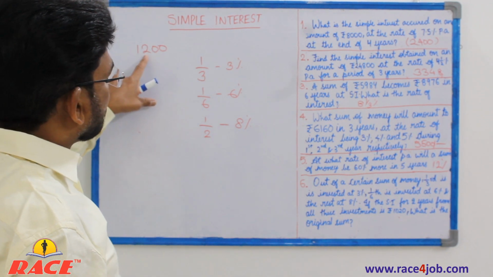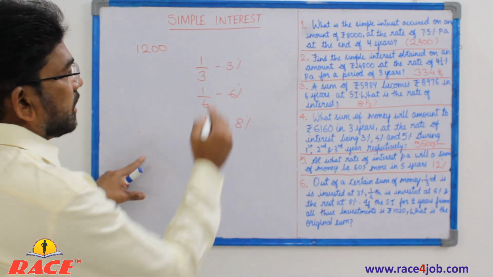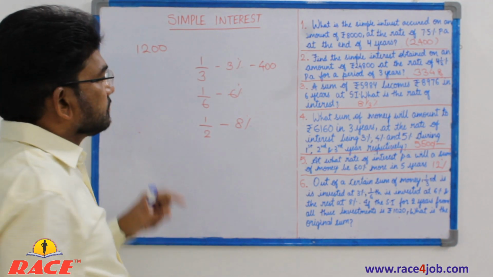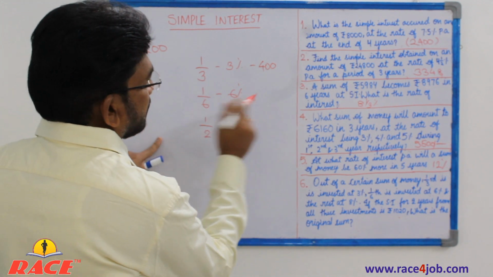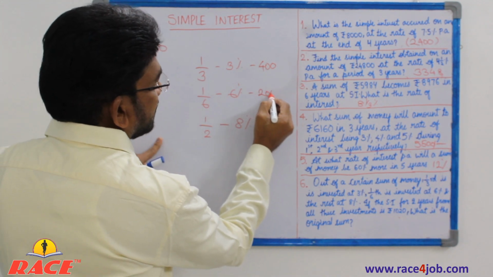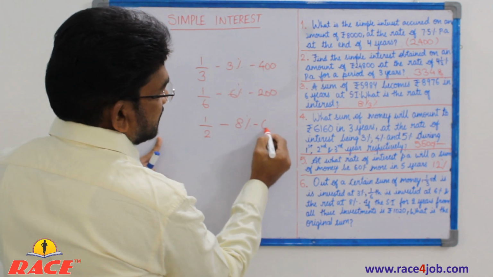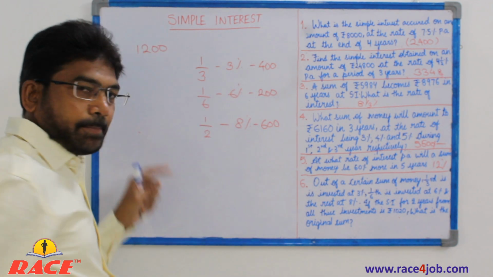Out of 1,200 rupees, 1/3 is 400. 400 is invested at 3%, and 1/6 of 1,200 means 200 is invested at 6%. And the balance is half, 600, invested at 8%.